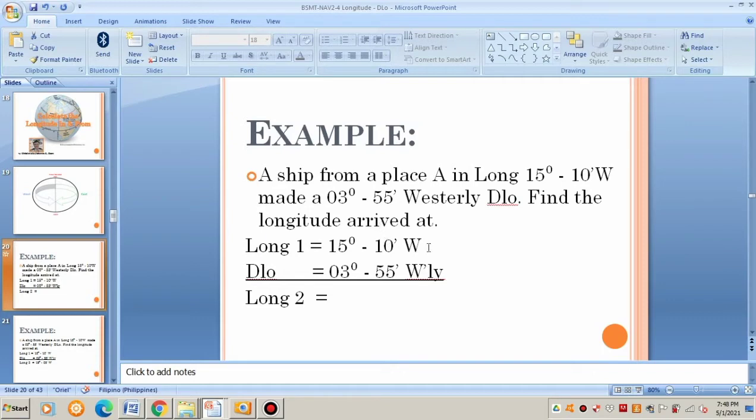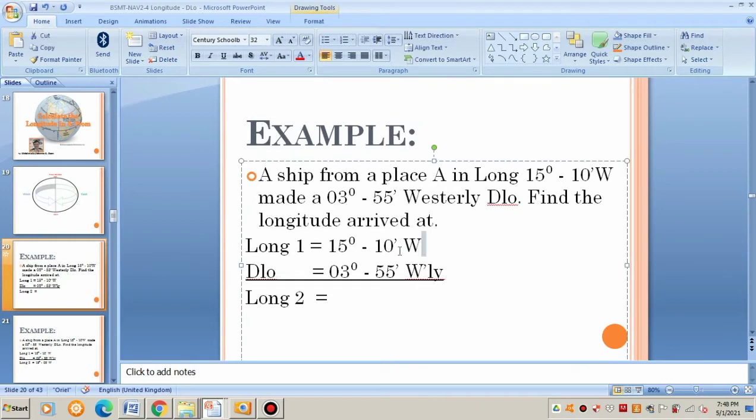So we have here the longitude which is already given, the longitude where we came from, which is 15 degrees 10 minutes west, and our difference of longitude, with the westerly direction, and the value of 3 degrees 55 minutes. So how can we calculate this one, since we are from west and then our direction is going easterly? Then we should add these two.